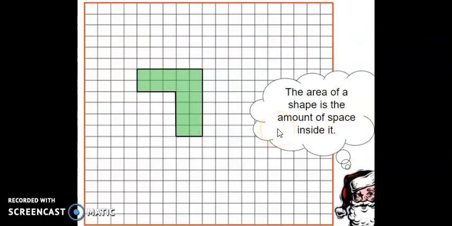Let's come towards area. So we all know for perimeter we need to do addition of the lengths of that object.